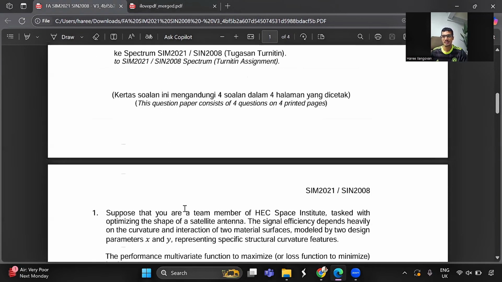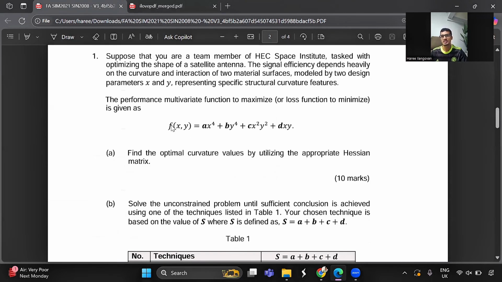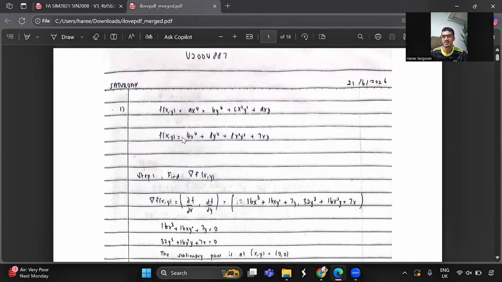So for the first question, I was given a multivariate function, which is f(x,y) equals ax^4 plus by^4 plus cx^2y^2 plus dxy. And I substituted the value of my last four digits of metric number, which are 4, 8, 8, and 7, and I got this function over here.